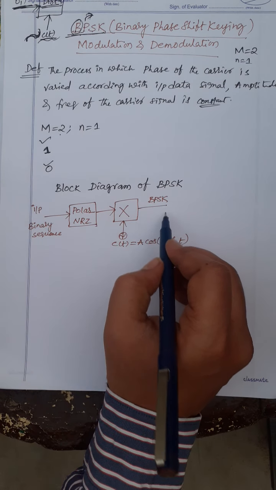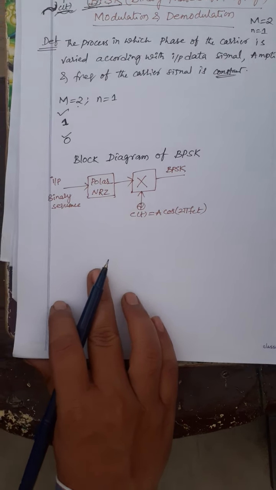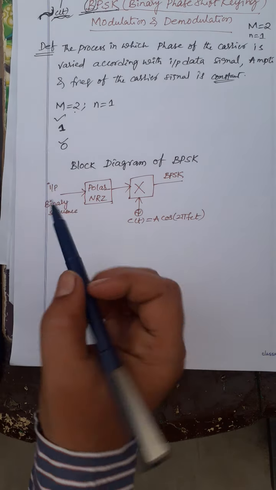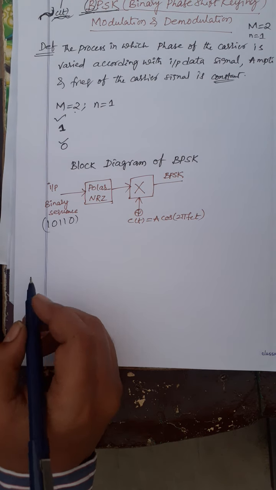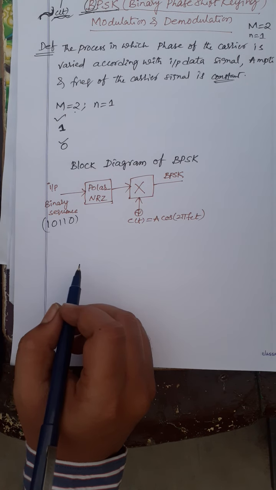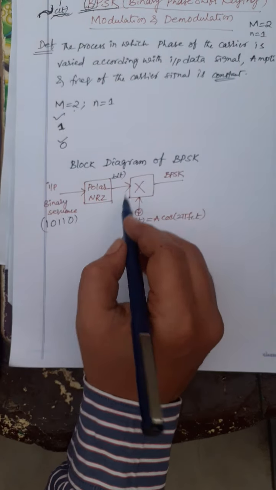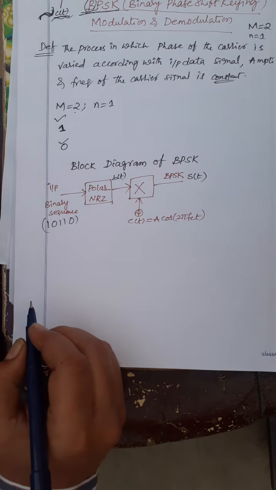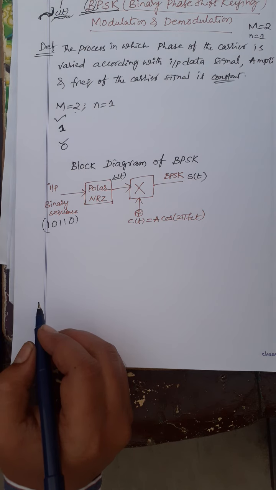Some books mention a band pass filter also here. Now see here, let us take a binary sequence 10110. This is my binary sequence, and it is passing through polar NRZ, and the output of polar NRZ we can call B of t. Then that is multiplied with the high frequency carrier signal. I am getting S of t, which is the modulated signal.